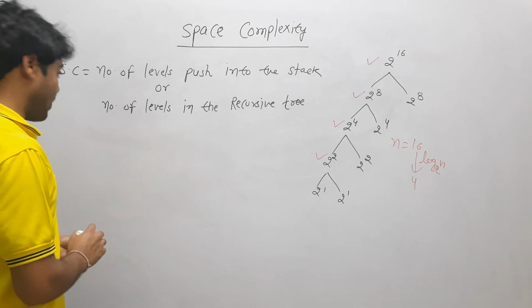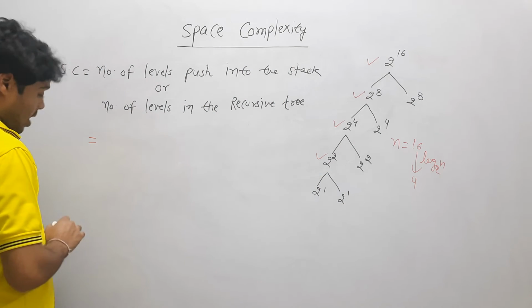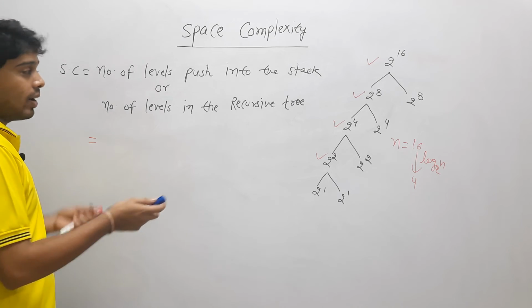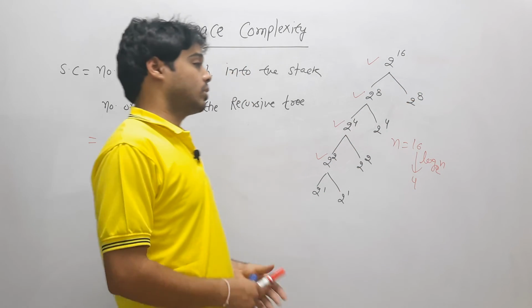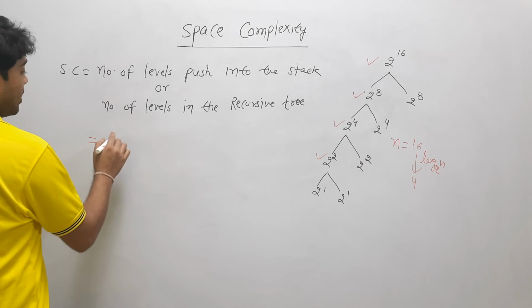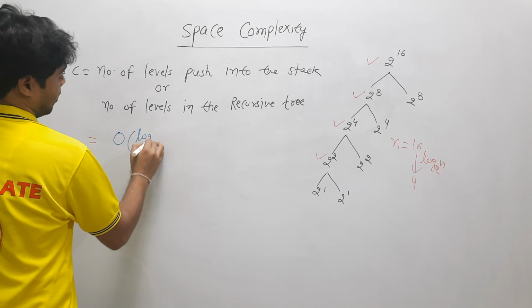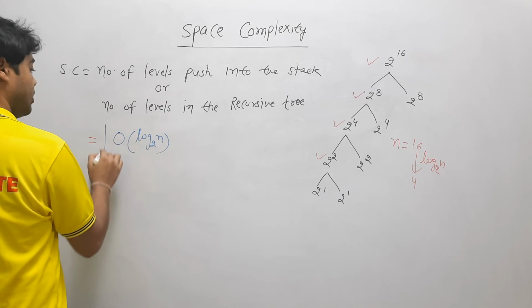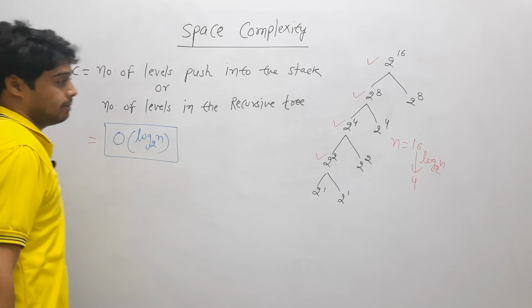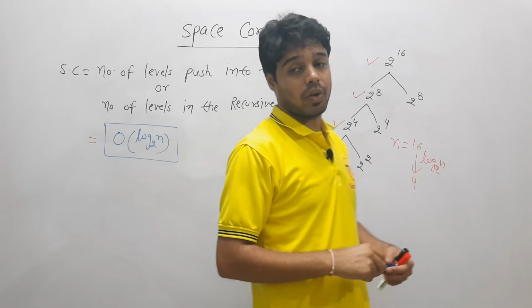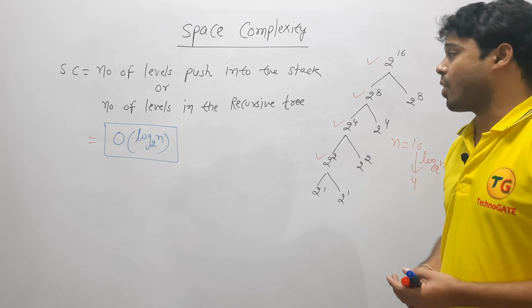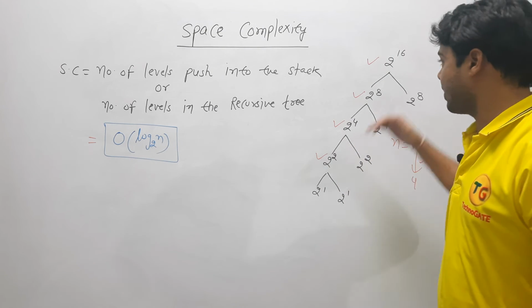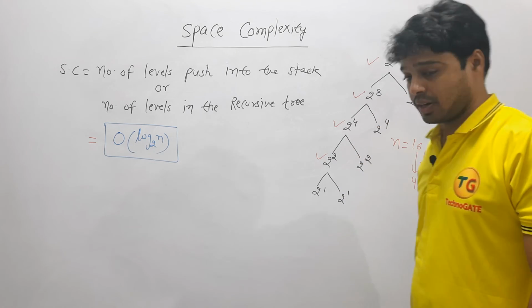So the number of levels in the recursive tree is what here? Order of log n. Only 4 levels are inserted or pushed into the stack: 1, 2, 3, 4. So what is the time and space complexity here? Order of log n time is required. What is the space complexity? Order of log n space complexity is required, for 4 levels.